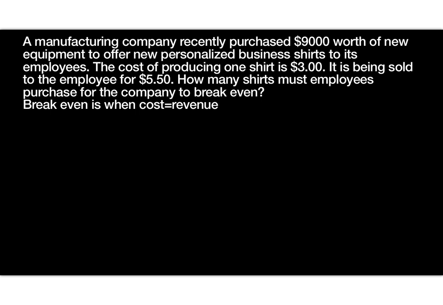Similar to what we did before, you start looking at these and people go, oh no, word problems. Life exists as a word problem. It's a matter of taking it, seeing if I can translate it into math, and then solving it from there. $9,000 worth of new equipment to offer new personalized business shirts to its employees. The cost of producing one shirt is $3. So cost is $3 per shirt. It's being sold to the employee for $5.50.